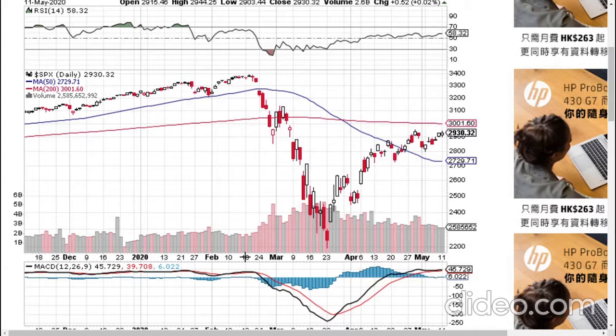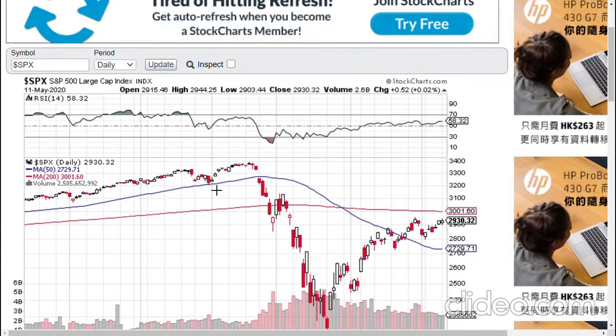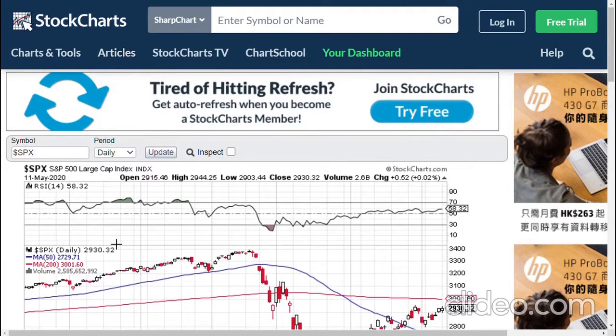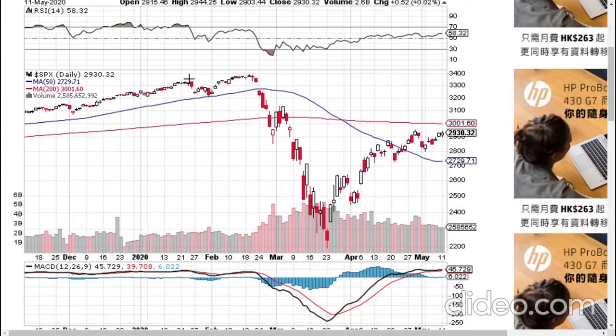Good morning, everybody. This is morning time in Hong Kong, and I want to update my analysis on the American market. This is SPX, and I look at a chart from stockcharts.com. These are the traditional indicators they provided, and you can see that there's nothing special, and they're very hard to predict because the RSI is not overbought or oversold, and the MACD is also flat, and it's very difficult to know what the next step is.